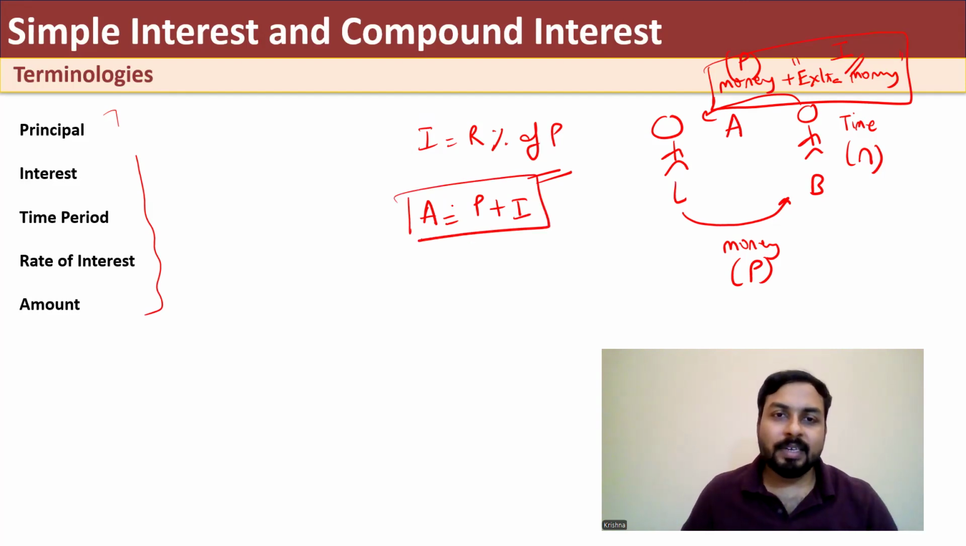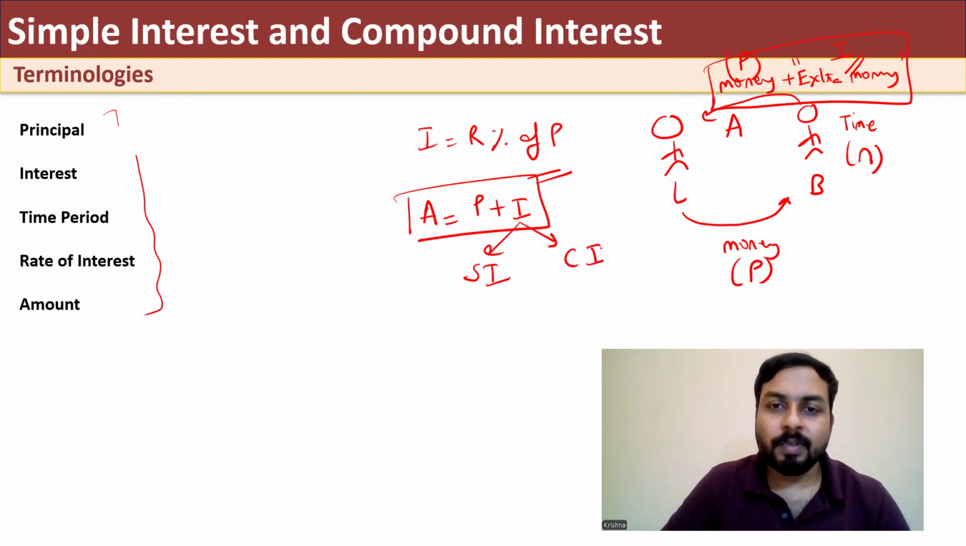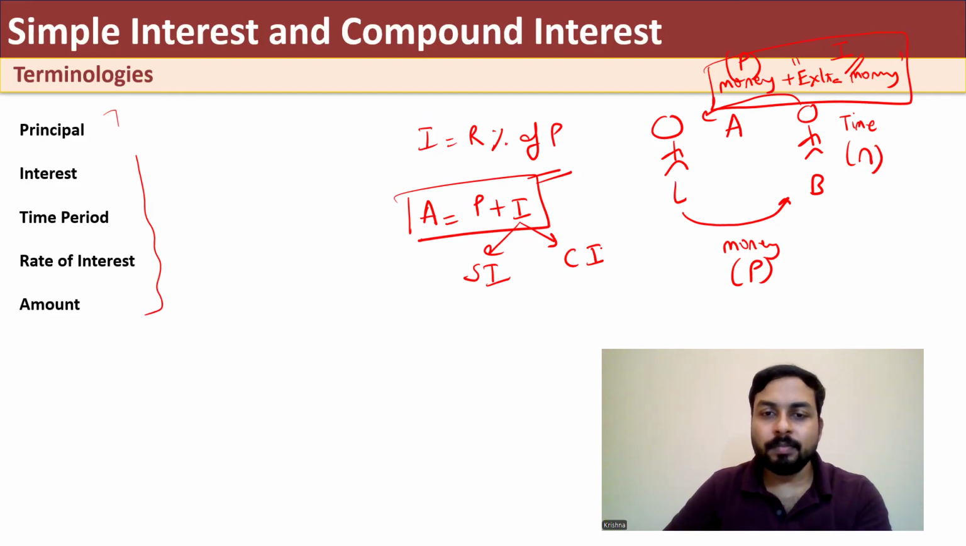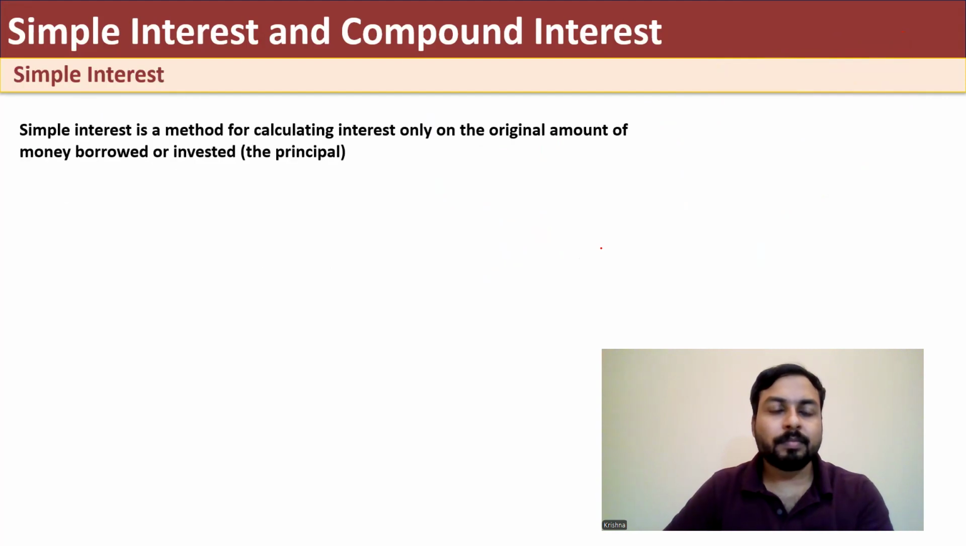What I said is that this interest is of two types: We have simple interest and we have compound interest. Okay, so let's see what is simple interest and what is compound interest. We'll see simple interest first. So simple interest is a method for calculating interest only on the original amount of money borrowed. Okay, so in this method, what we do is we calculate the interest on the original amount of the money borrowed.